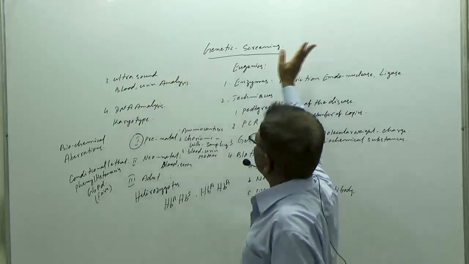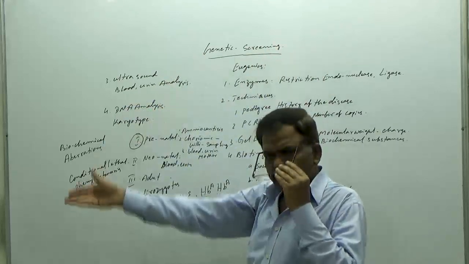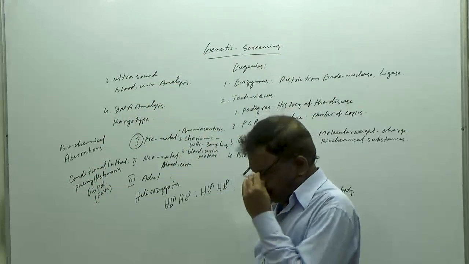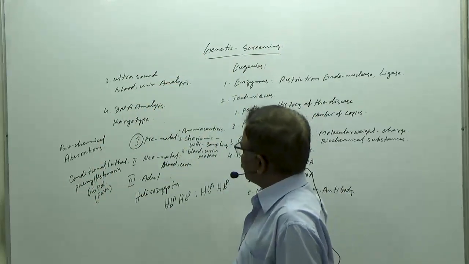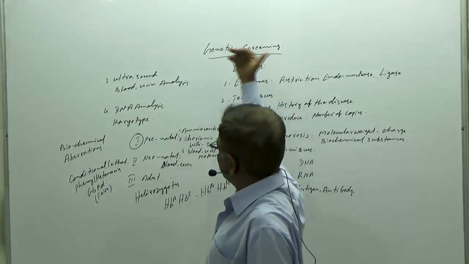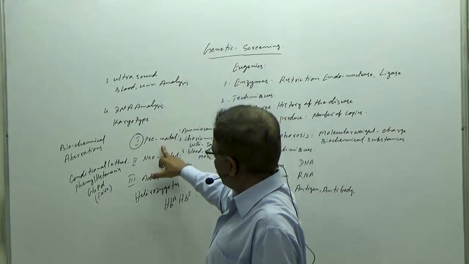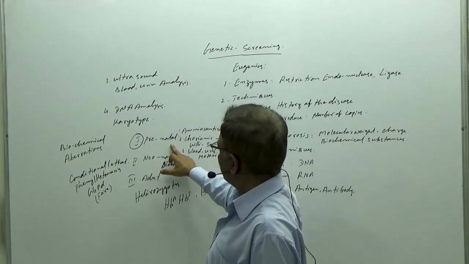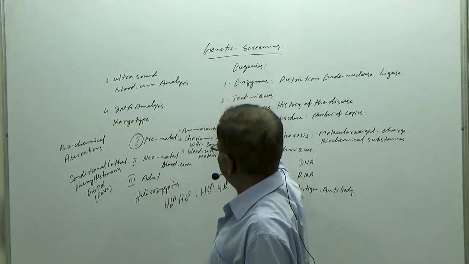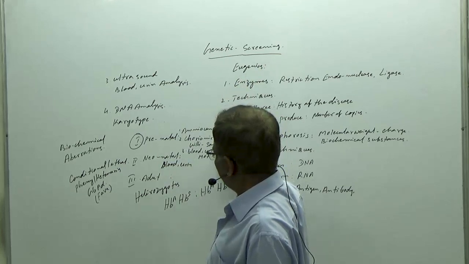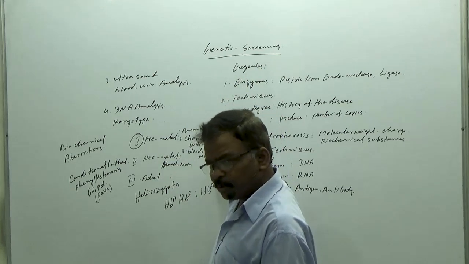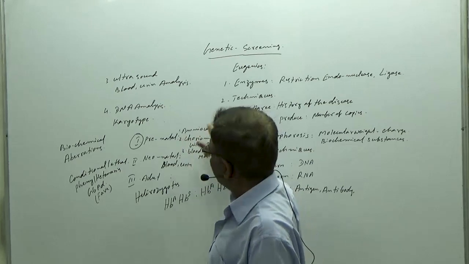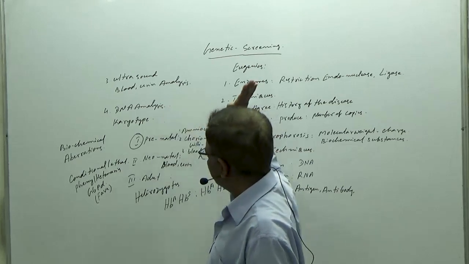Without screening, how can a genetic counselor advise? It is not possible. So genetic screening takes place in three stages: prenatal, neonatal and adult. In the prenatal stage, they use amniocentesis, chorionic villi sampling, and blood and urine sampling of the mother. Then they analyze DNA and karyotype.